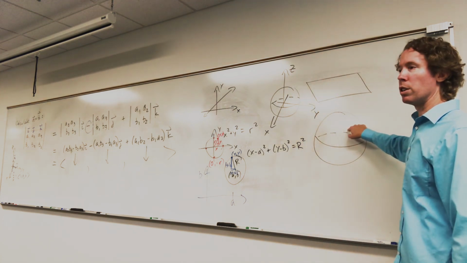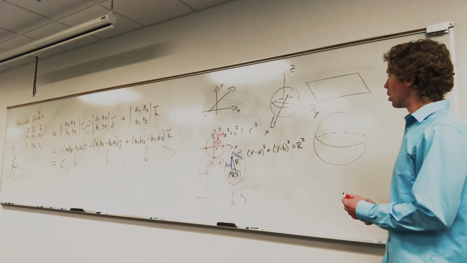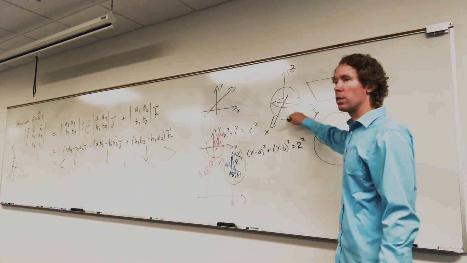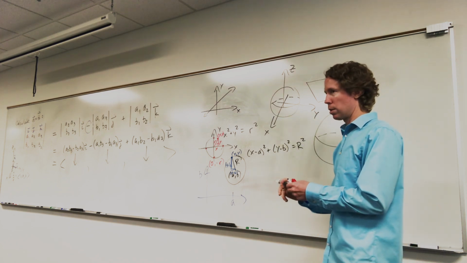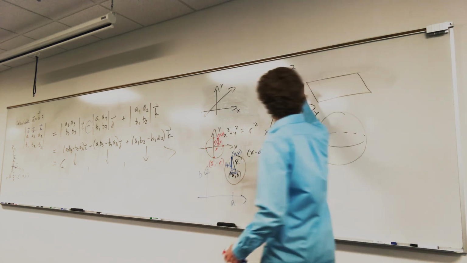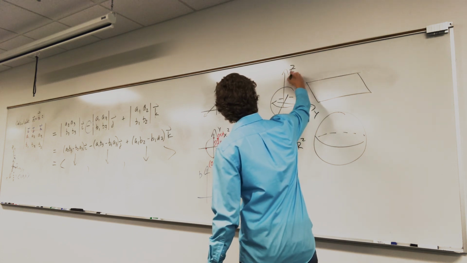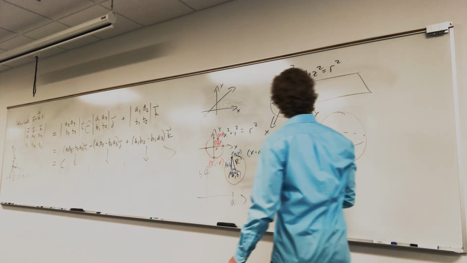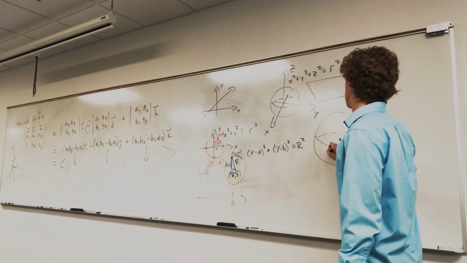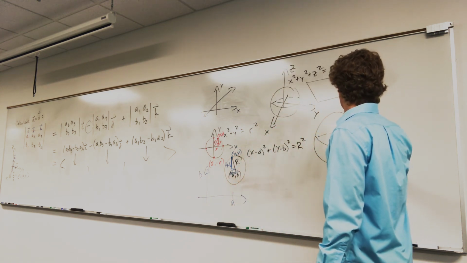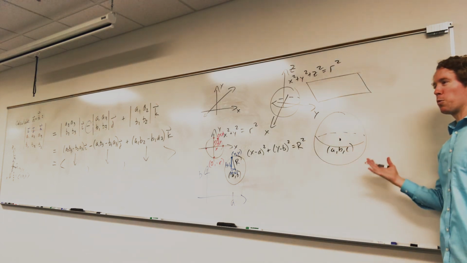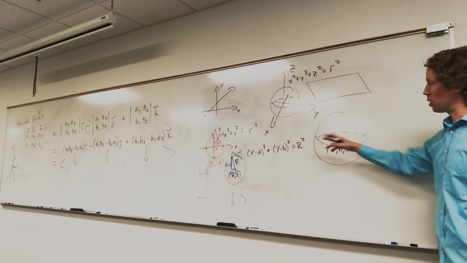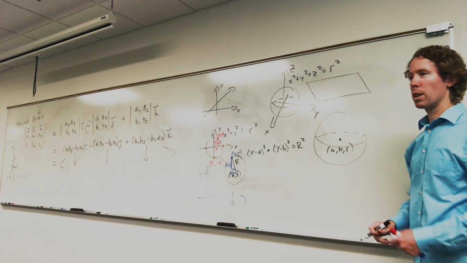Same thing works for spheres. What do you think is the equation of the sphere centered at the origin? X squared plus y squared plus z squared equals r squared. Good. And if this is at a, b, c, we would just shift it the same way we shifted with circles. We'll stop there.